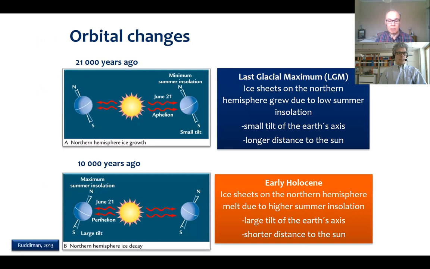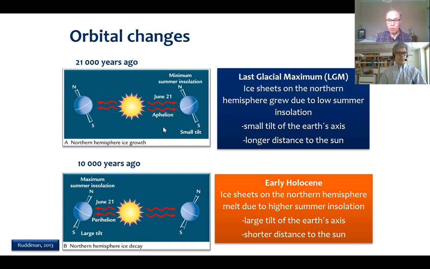At midsummer, we have the maximum tilt towards the sun in the Northern Hemisphere. The Northern Hemisphere summer, I would say. The maximum tilt axis varies between something like 21 and 24 degrees. Today, at present, we are somewhere in between. 21,000 years ago, during the last glacial maximum, we had a minimum solar insolation. The tilt was small, and at the same time we were furthest away from the sun, and that is called aphelion.